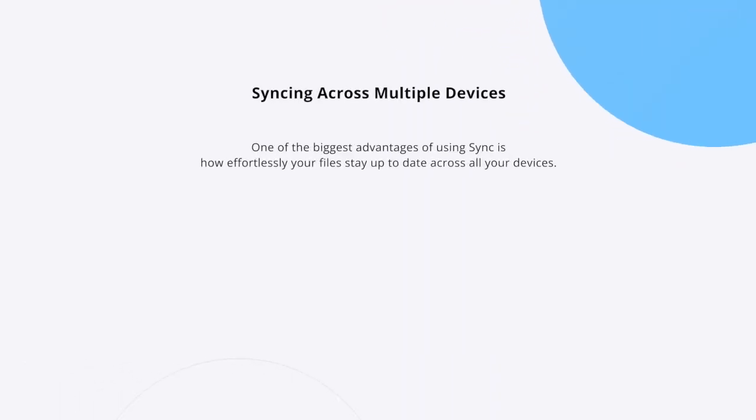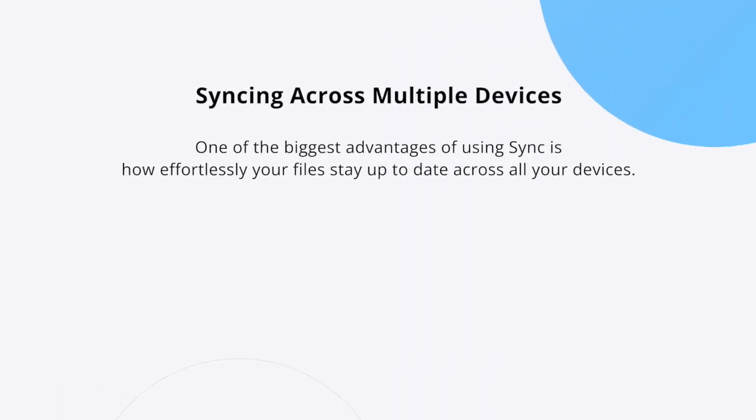One of the biggest advantages of using Sync is how effortlessly your files stay up to date across all your devices. If you have multiple computers connected to your Sync account, any files you add or update in your Sync folder will automatically appear on all of them, and there's no need to manually transfer anything. Without Sync, you'd likely be juggling USB drives or emailing files to yourself or just dealing with version conflicts. With Sync, everything works instantly and reliably.